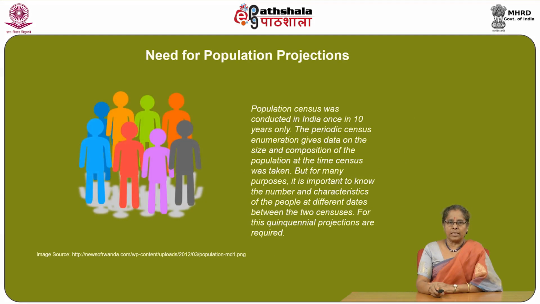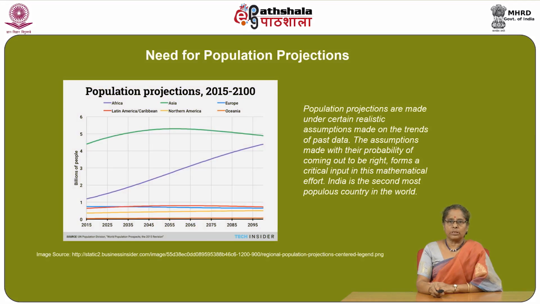Population census was conducted in India once in 10 years only. The periodic census enumeration gives data on the size and composition of the population at the time the census was taken. But for many purposes, it is important to know the number and characteristics of the people at different dates between the two census periods. For this, quinquennial projections are required. Population projections are made under certain realistic assumptions, based on the trends of the past data. The assumptions made, with their probability of coming out to be right, form a critical input in this mathematical effort.